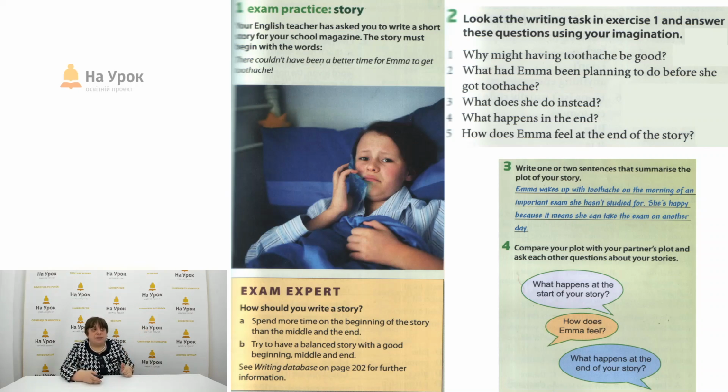Some tips. Look at the writing task in exercise 1 and answer these questions using your imagination. Write 1 or 2 sentences that summarize the plot of your story about Emma. Compare your plot with your partner's plot and ask each other questions about your stories. So monologue and dialogue speech developing.